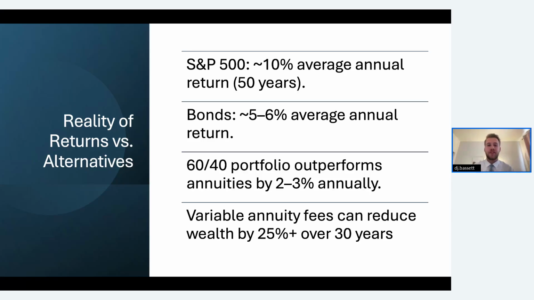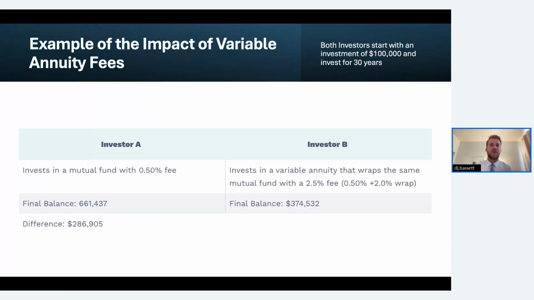It might be comfort, peace of mind, and we'll look at that just after this. So what I'm excited to look at is that variable annuity fees can reduce your wealth by 25% plus over 30 years. Now we're going to go over an example here.